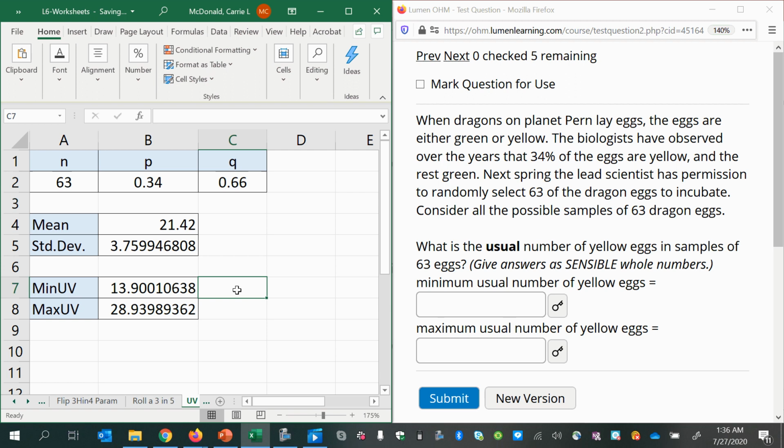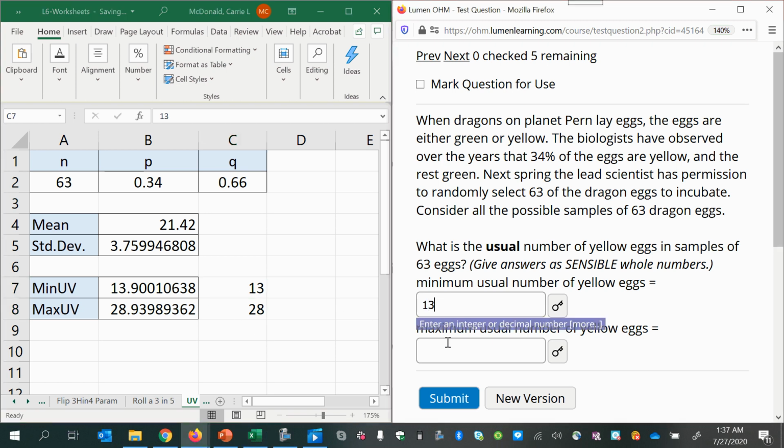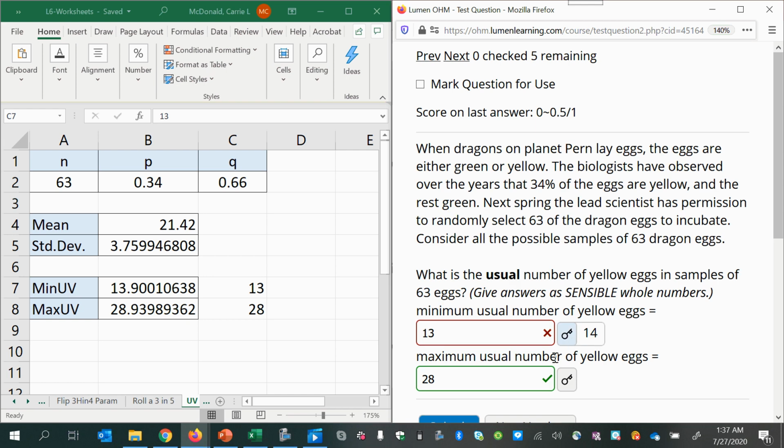So, sensibly, if we're counting eggs, the minimum 13.9 would mean that 13 was the minimum usual value, and for the maximum usual value, 28.9, we're not quite up to 29, so that would mean 28 was the maximum that could be usual. All right, so minimum 13 yellow dragon eggs out of 63, and 28 is the maximum. Well, let's see what happened here.